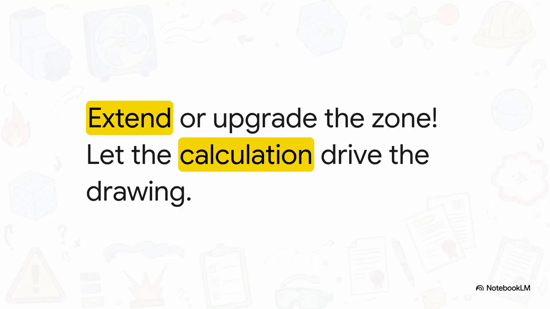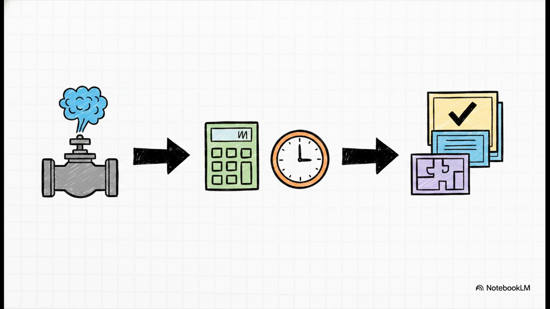Got it? You must extend or upgrade the zone. Because that gas is lingering closer to its explosive limit for a longer period of time, the classification inherently becomes more conservative. So maybe your Zone 2 becomes a Zone 1, or maybe the physical radius gets pushed out by another 3 meters. The golden rule you have to remember is let the calculation drive the drawing, never the other way around. So, look at how all of this comes together.